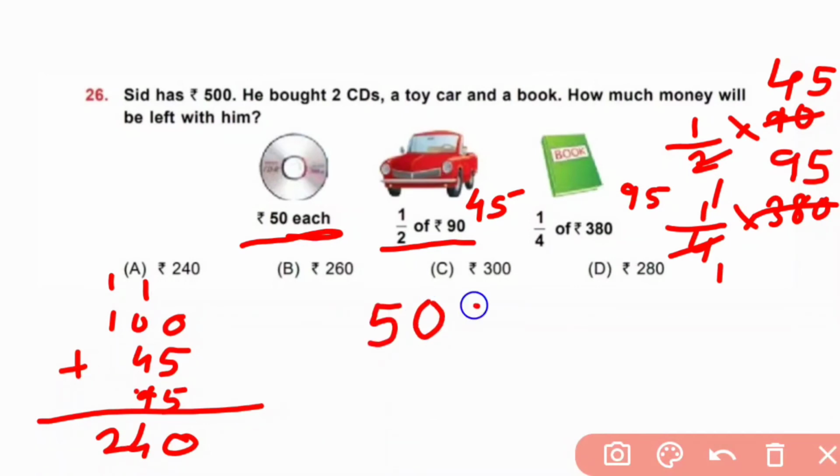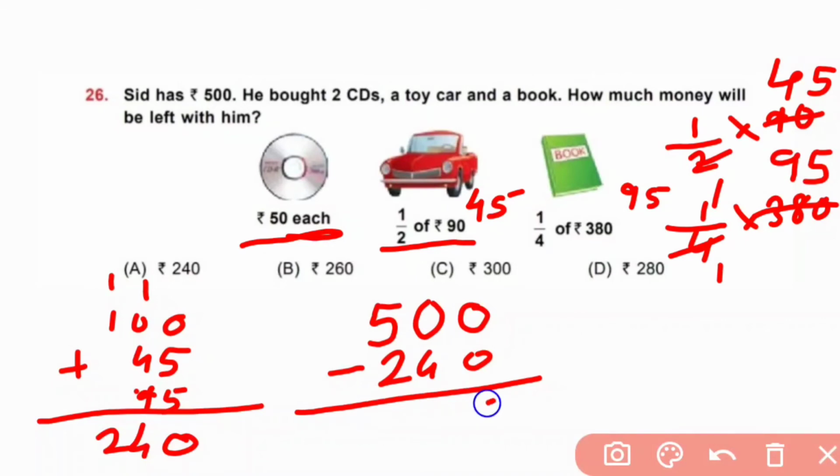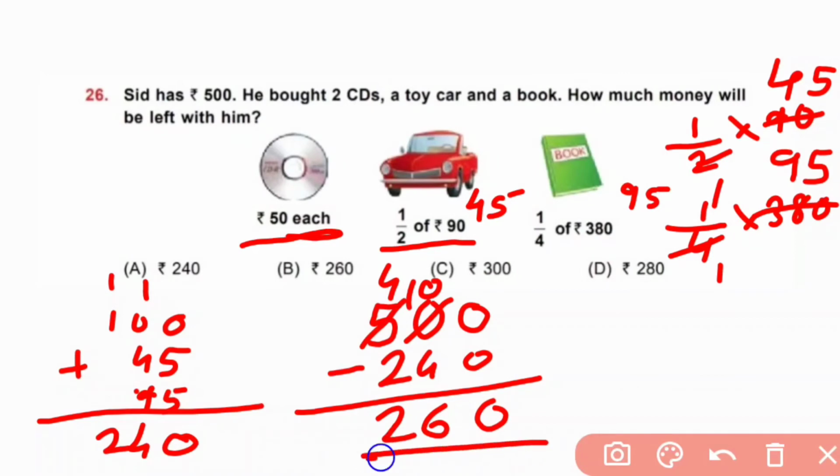He has 500 rupees and he spent 240 rupees, means remaining money is equal to 500 minus 240. 0 minus 0 is 0. Here 10, 10 minus 4 is 6, and here 4, 4 minus 2 is 2. So 260 rupees left with him. Here B is correct answer.